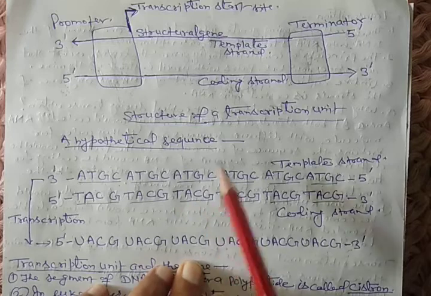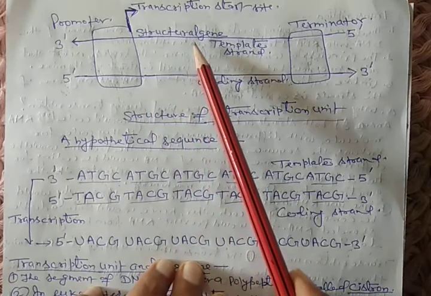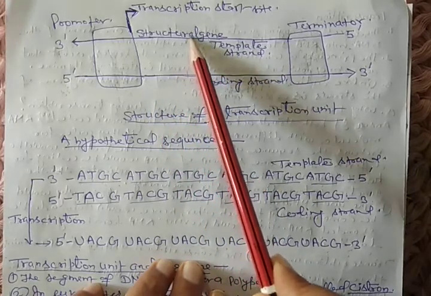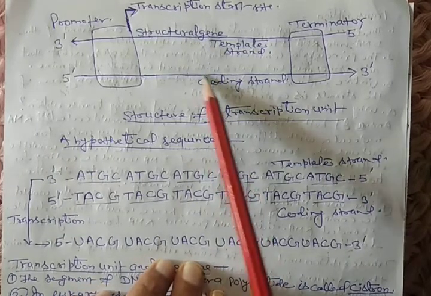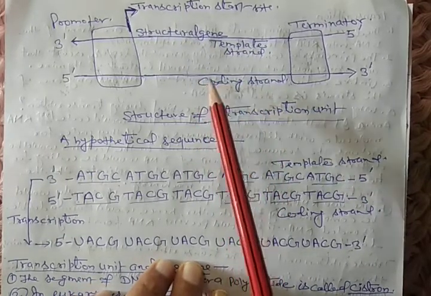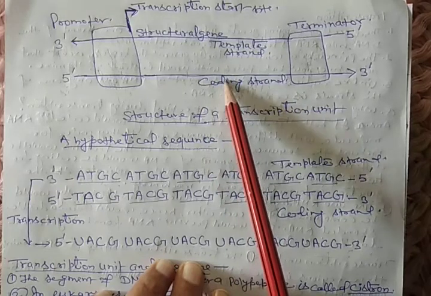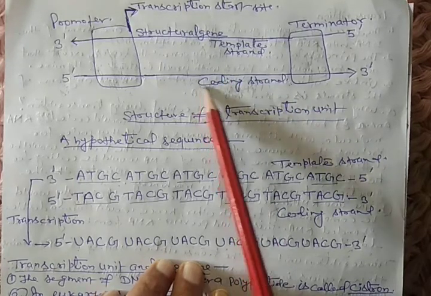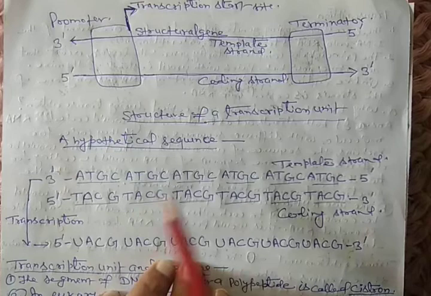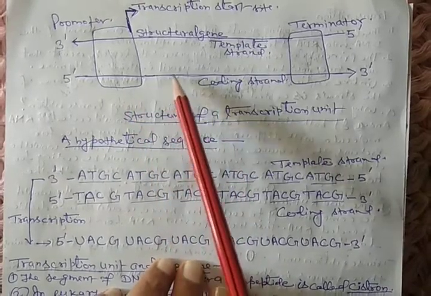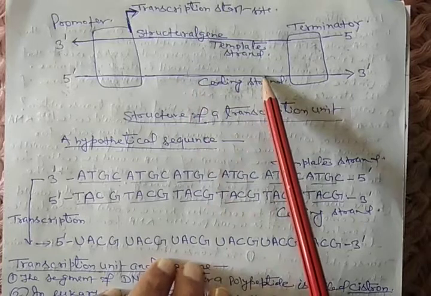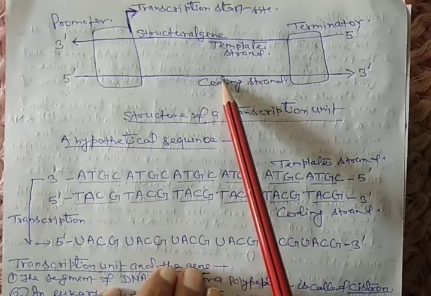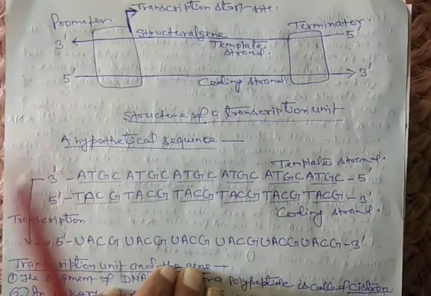Now the question is, there are two strands. One strand is the template, another one is the coding strand. So why is it called the coding strand while it does not take part in transcription? In spite of this, it is called the coding strand because the sequence of nitrogenous bases in the coding strand is similar to the newly formed RNA.